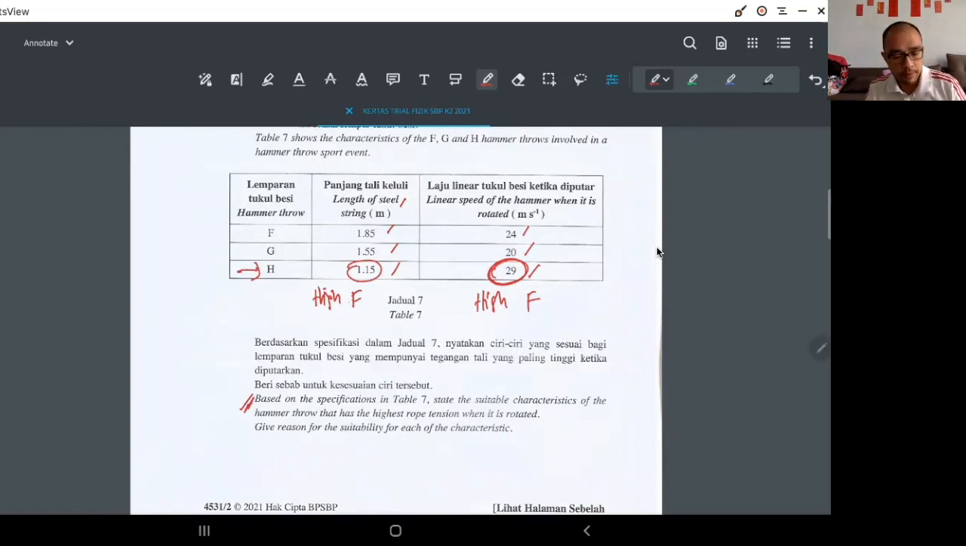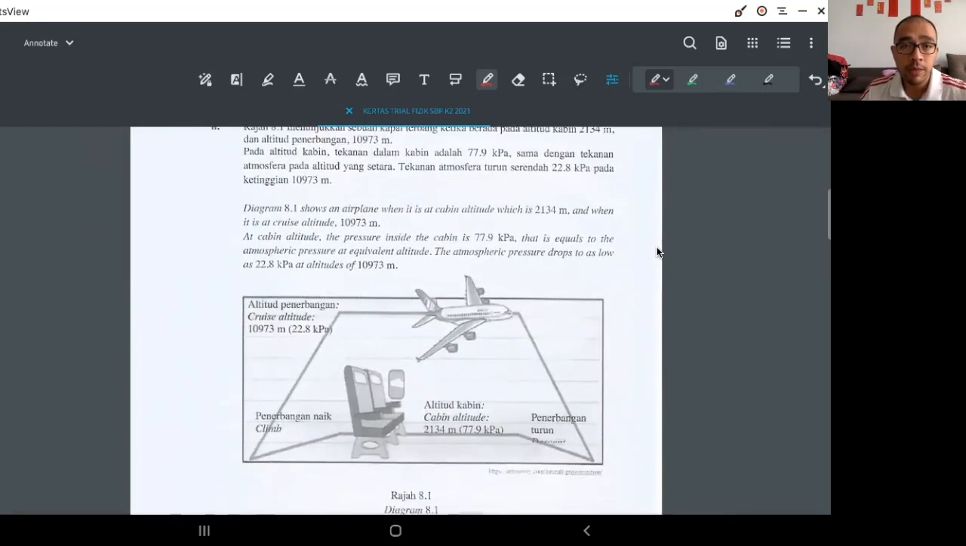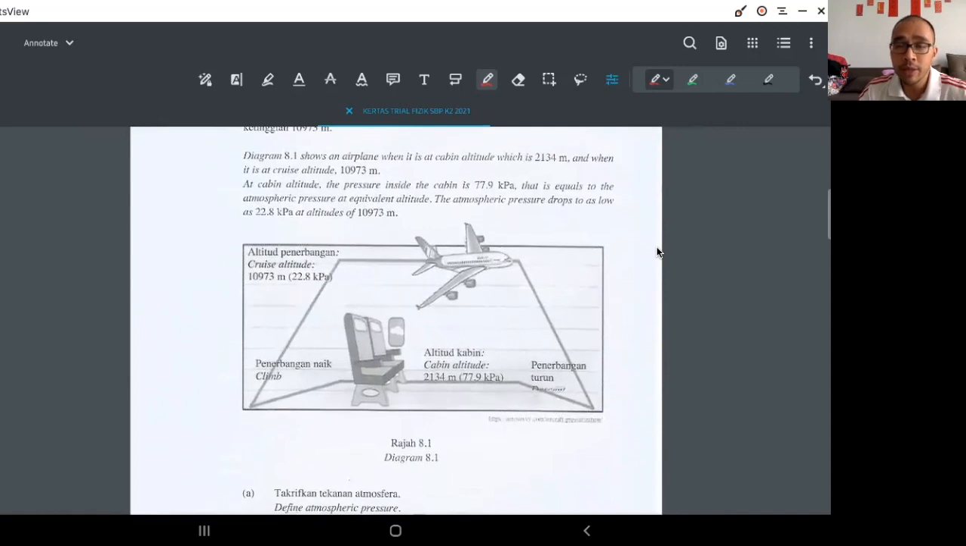All right. Last question. Last question of the day, and then we'll call it a day. So diagram 8.1 shows an airplane. When I saw this question, I thought, oh, this is a very interesting question. I think we need to discuss this. Cabin altitude, which is 2134 meters. So it is about that.